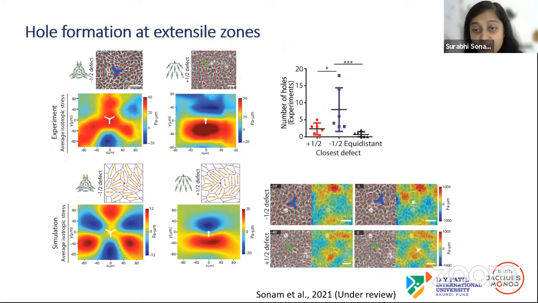So you can see that that's where there is an increase in tension, and if we take it further, what we see is that most of these holes are forming at the minus half defect. That's where you see more extensile behavior, at the center of the minus half defect.